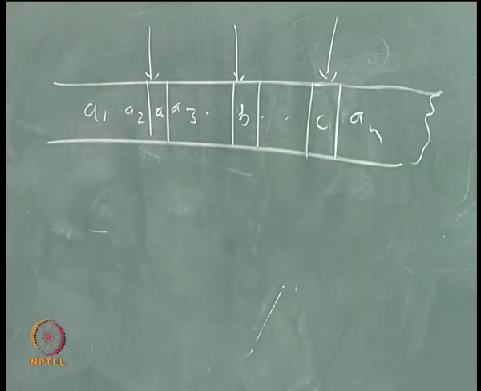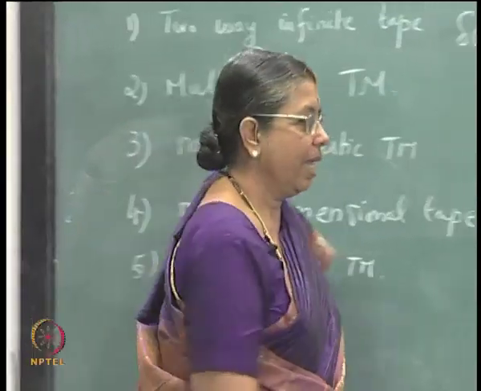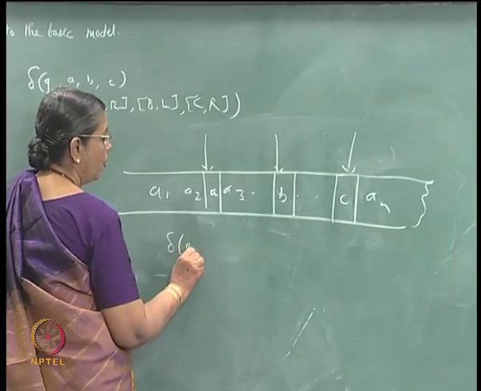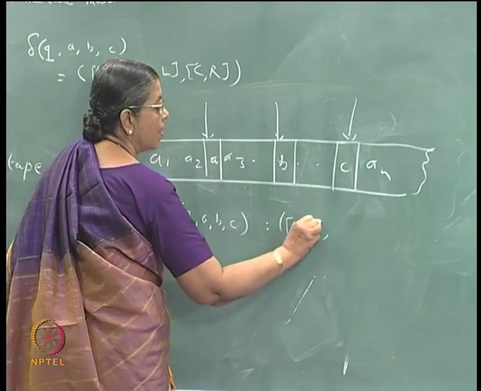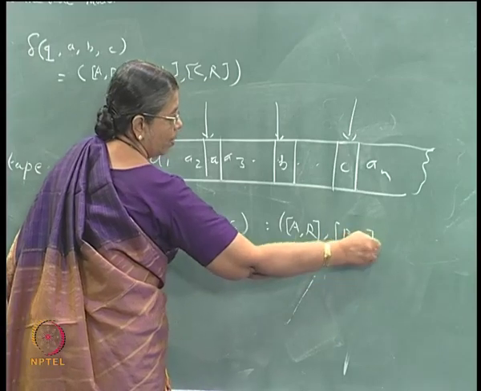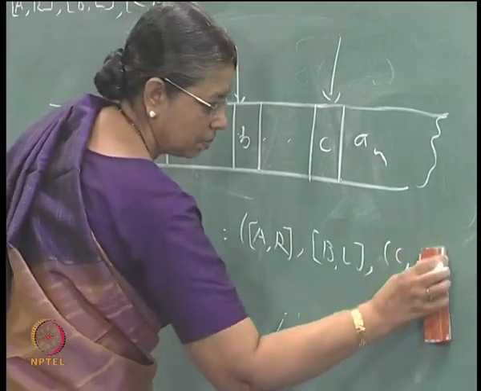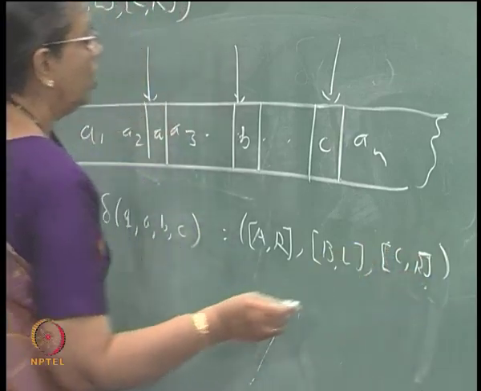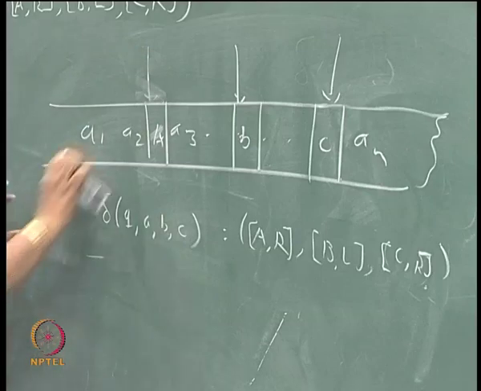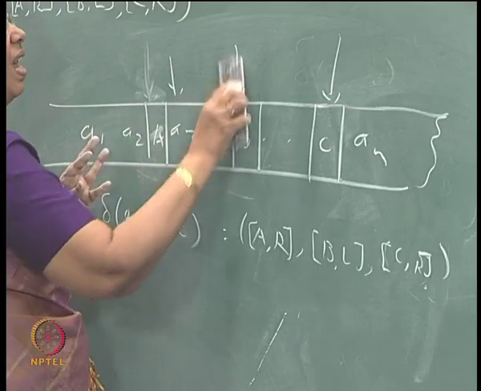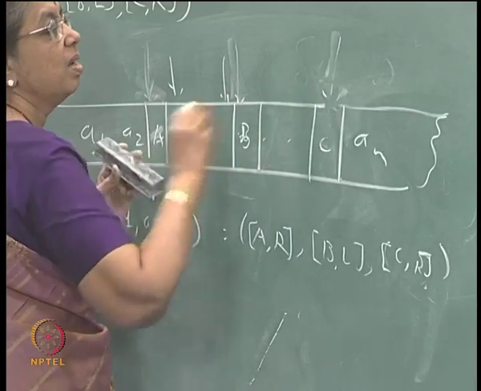Three heads reading the symbols A, B and C. Now, depending on the symbol read and the state, again the move will be like this: delta of Q, A, B, C is some A, move right, B, move left and so on, C, move right. So, depending upon these symbols, it will print a A and move right. It may print a symbol and move left, print a symbol and move right and so on.